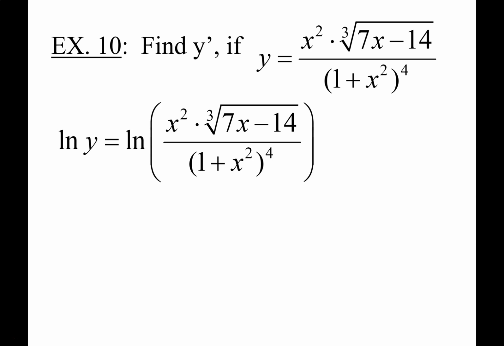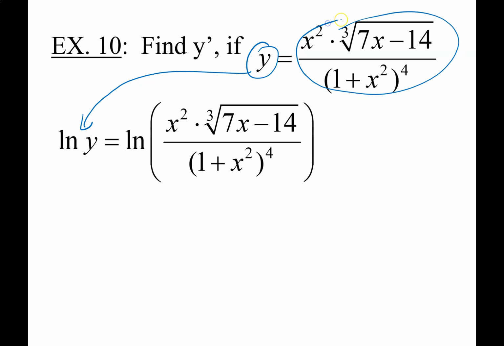Again, I can do whatever I want to this side, and what I want to do to that side is to take the natural log of it, so long as I do the same thing to the other side. Again, it's a property of equality. Whatever you do to one side, you do to the other. So it didn't have logs. I made it have logs.